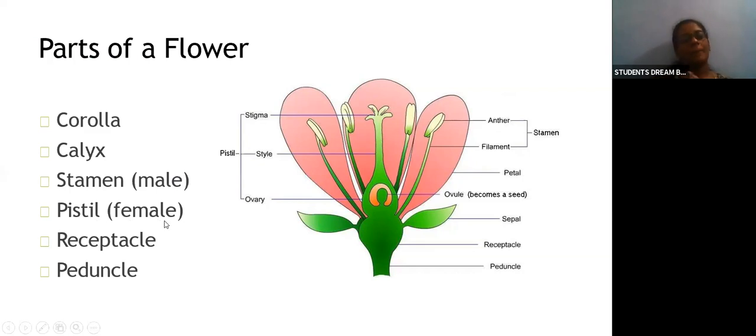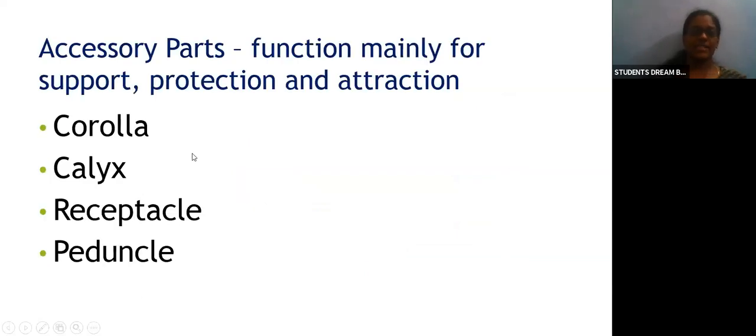Okay, so apart from these, there are accessory organs. They are the corolla, calyx, receptacles, and peduncles. So what is the function of these accessory parts? The main function of these accessory parts is giving support and protection, as well as attracting during pollination. The bees or any insects must be attracted.